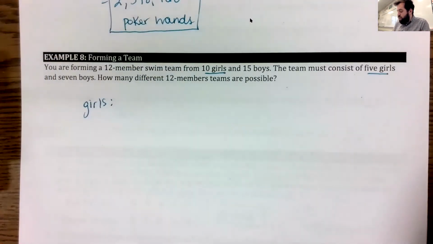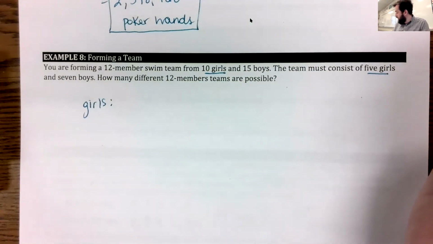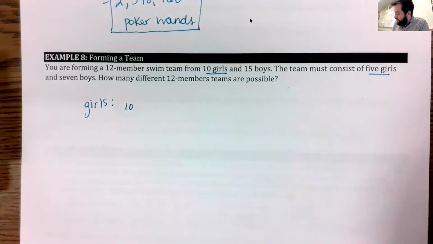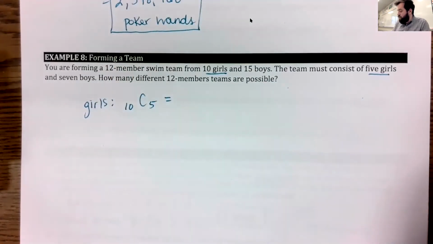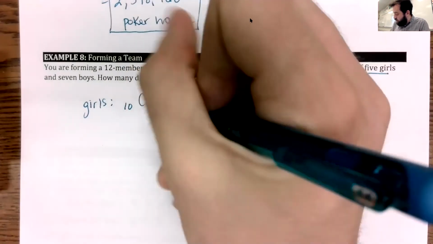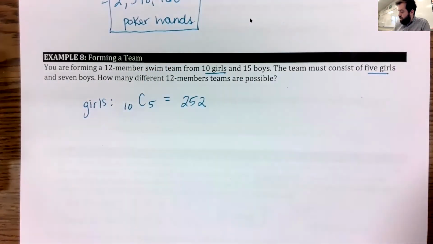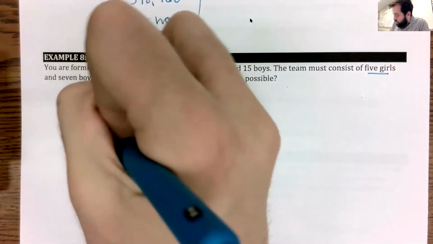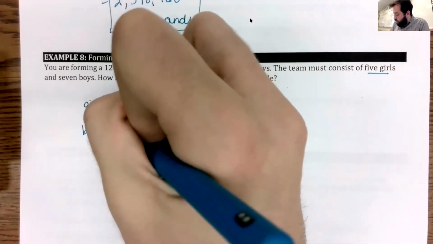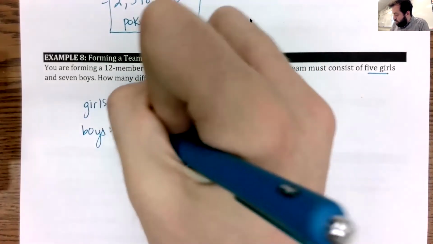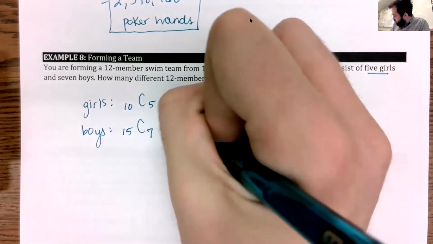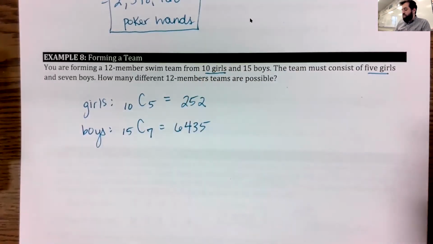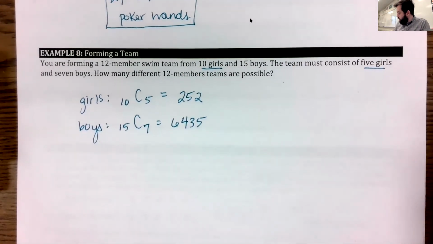The order that we pick the girls does not matter, right? It just asks how many different teams are possible. So we're going to have 10 total girls, and we're choosing 5 of them. So if I do that on the calculator, I get 252. For the boys, there are 15 different boys, and we're picking 7 of them. So I do that on the calculator, I end up with 6,435 different sets of boys that I could pick.